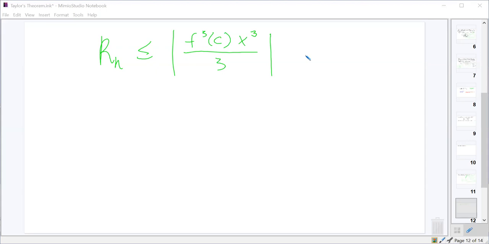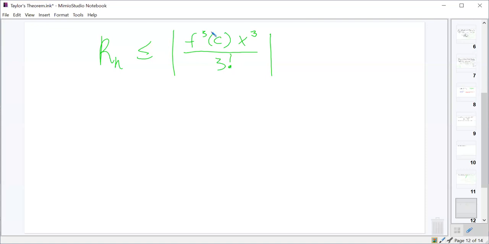Okay, I'm waiting. Oh yeah, sorry. No, it's 3 factorial. The bound is n plus 1 factorial. Doing Lagrange error, so our bound is, sorry, I forgot the factorial, but yes, correct. x to the n plus 1 over n plus 1 factorial. Everybody's good there?